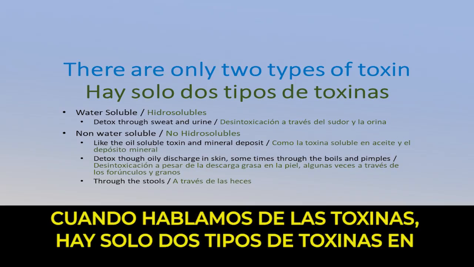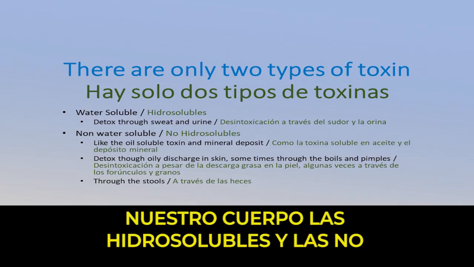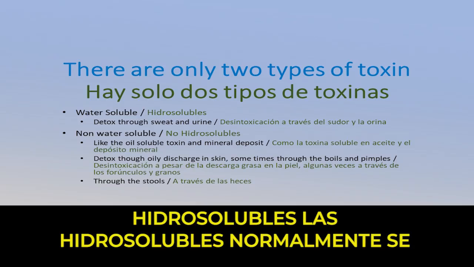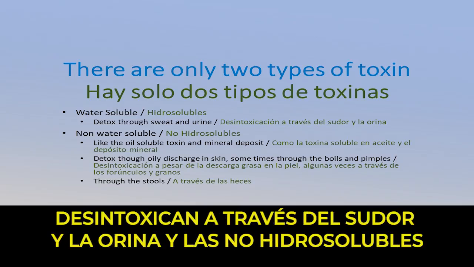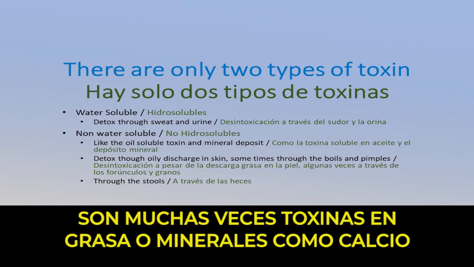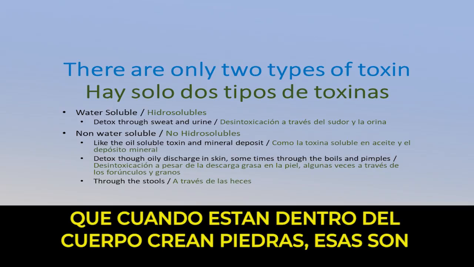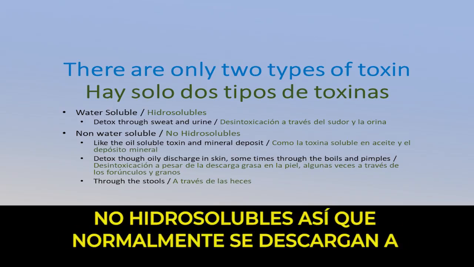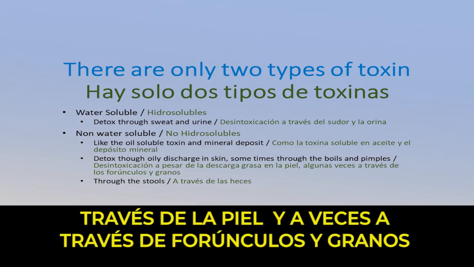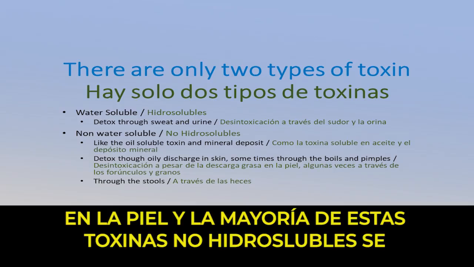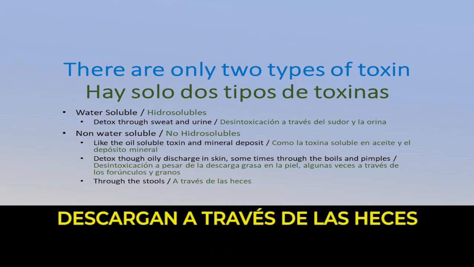When it comes to toxin, there are only two types of toxin in the body. One is water soluble, one is non-water soluble. The water soluble normally detoxes through the sweat and urine. The non-water soluble, sometimes they are oil toxin, or minerals, like the calcium deposit inside the body, the calcium stone. They are non-water soluble. So normally they detox through discharge in the skin, and sometimes through boils and pimples at the skin. And most of this insoluble toxin also discharges through the stool.